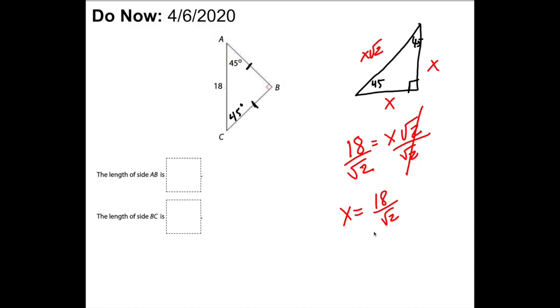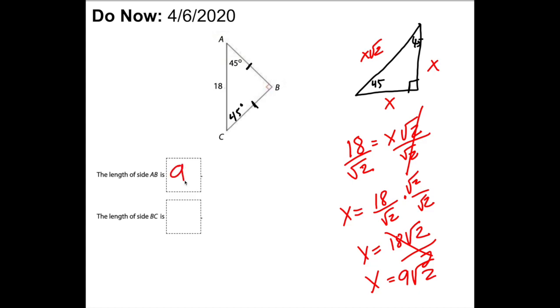Okay, and then I want to rationalize the denominator by multiplying top and bottom by root 2. So what I get is x equals 18 root 2 over 2, and then these will cancel such that this is equal to 9 root 2. So the side length of AB is 9 root 2. The side length of BC is 9 root 2.